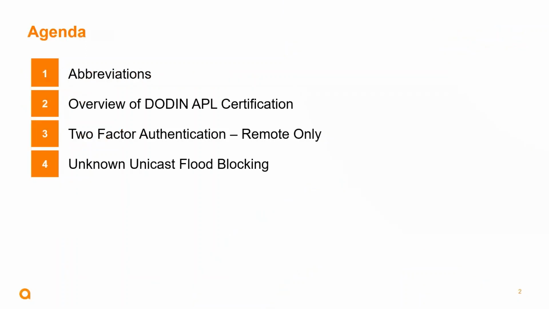Let's see the agenda of this session. We will talk about the abbreviations used in the project, overview of DoDin APL certification, in-depth understanding of two-factor authentication remote-only feature, and unknown Unicast flood blocking.